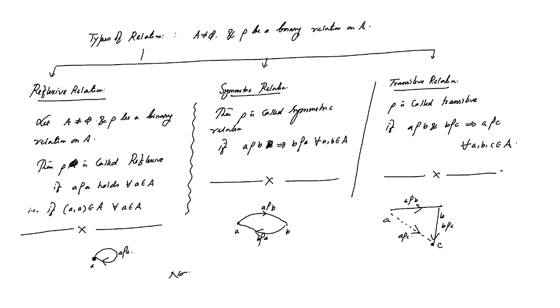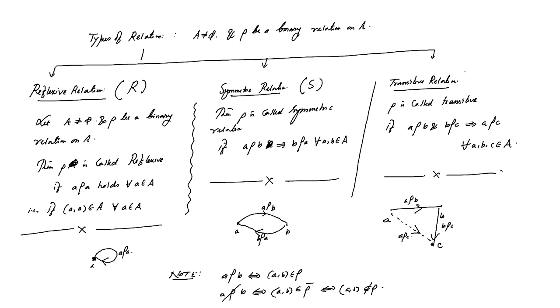Okay. So now we'll come to some notation. Note, when you see a related to b, you can say (a, b) belongs to rho. And if you see a is not related to b, you can write (a, b) belongs to rho bar, or you can say (a, b) does not belong to rho. So these are the few types of relation: reflexive, symmetric, and transitive. Reflexive you can represent by R, symmetric by S, transitive by T.